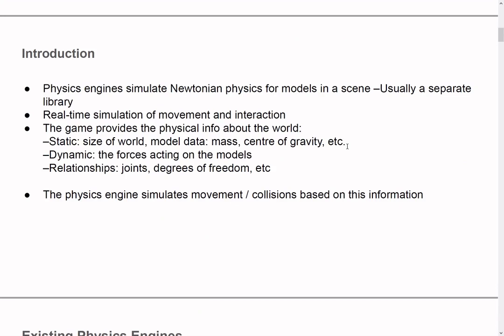So the game basically provides us with physical info about the world. For example, the size of the world, the mass, center of gravity, forces, etc. The physics engine in general simulates movement and collisions based on the information that is provided. So in the next slides, we will be looking at how collision detection happens, I mean, how it's modeled, how movement is done, etc.